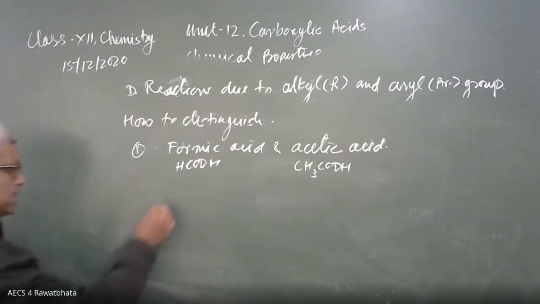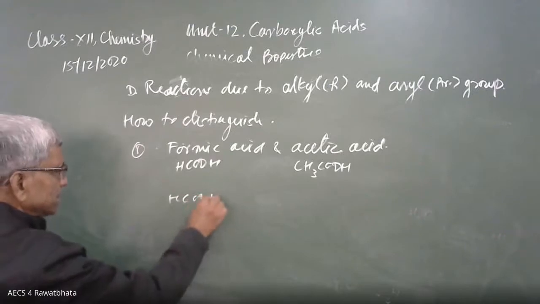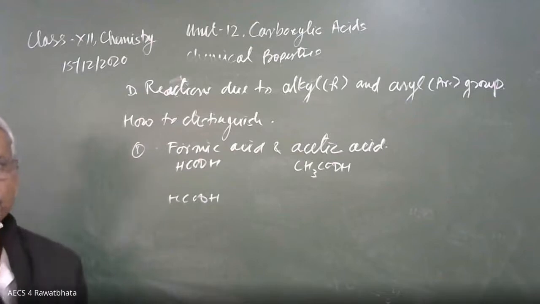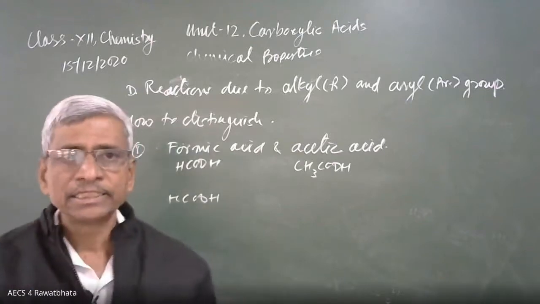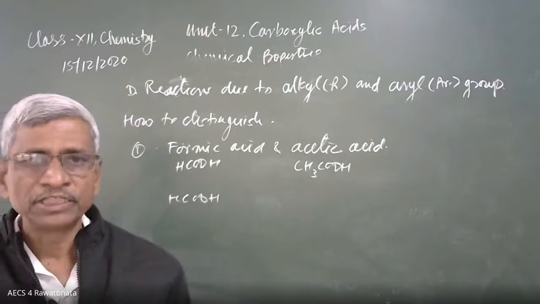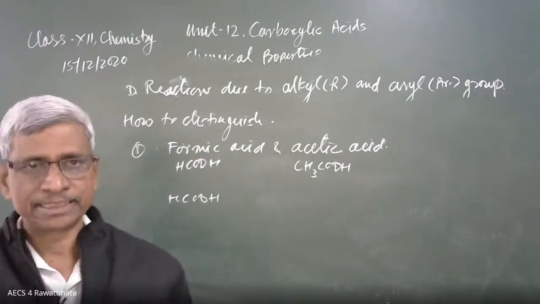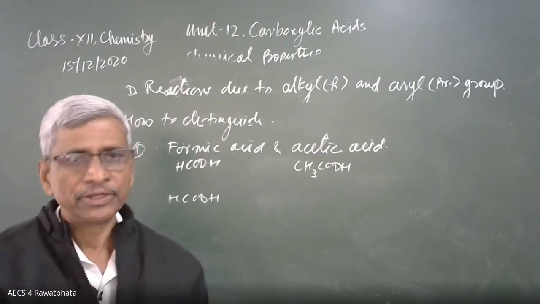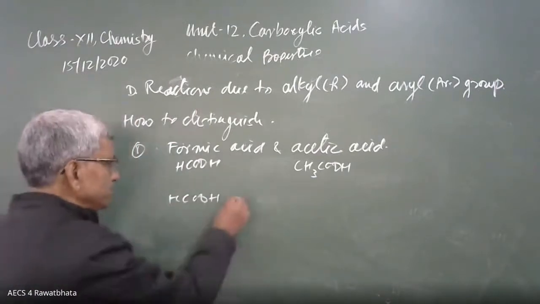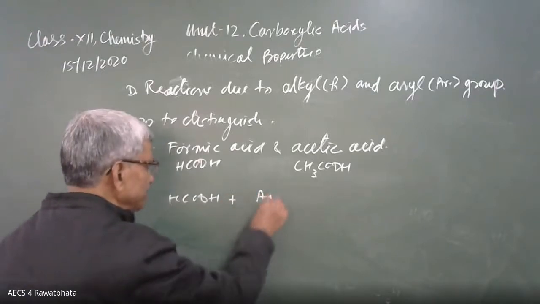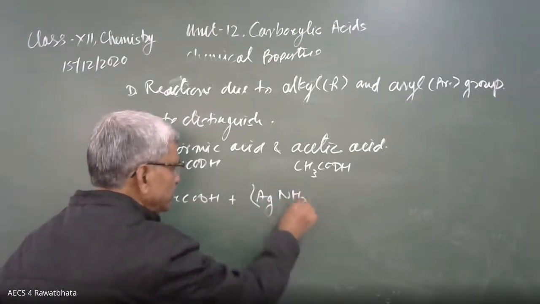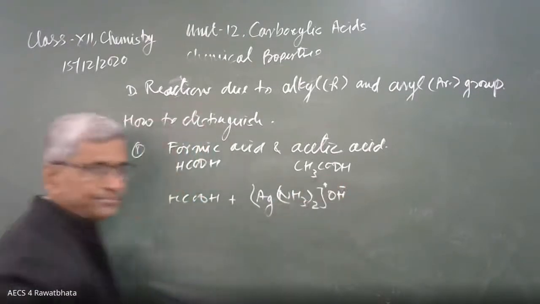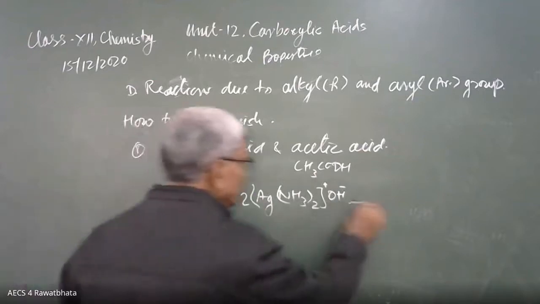This formic acid, HCOOH, is going to form a silver mirror with Tollens reagent. The silver mirror test is actually applied for aldehydes. Now this formic acid is also giving that test, which we have to remember. Formic acid combines with Tollens reagent, Ag(NH3)2OH. This is the Tollens reagent. Twice of this is going to combine.